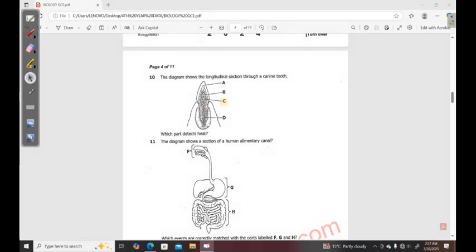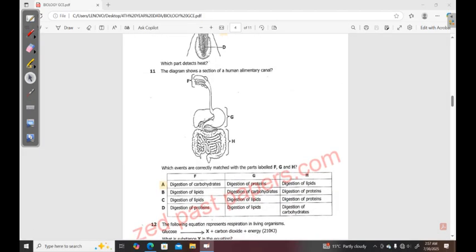Question 11. The diagram shows a section of a human alimentary canal. Which events are correctly matched with the parts labeled F, G, and H? So here they're trying to tell us what type of digestion occurs here. In the mouth, you have your enzymes, you have amylase. In the stomach, you have pepsin, which is for breakdown of proteins. Then here you have where there is a lipid uptake.